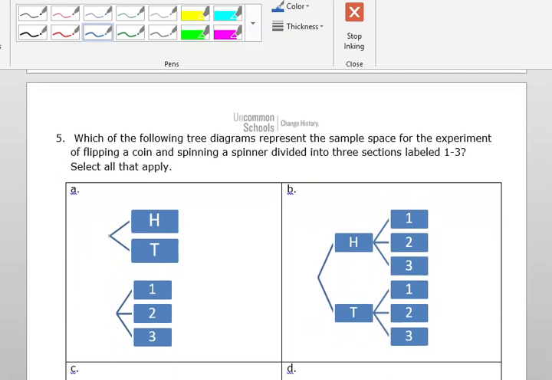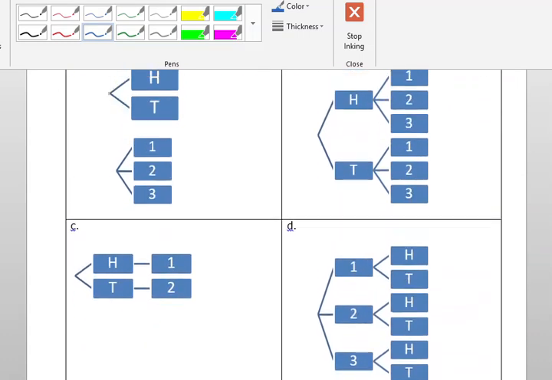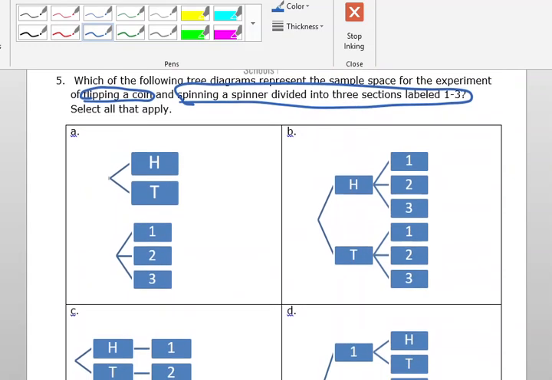Moving right along. Which tree diagram represents the sample space for the experiment of flipping a coin and spinning a spinner divided into 3 sections labeled 1 through 3? Select all that apply. Okie dokie. So I'm looking for flipping a coin, spinning 3 sections, 1, 2, and 3. So right here, this does not work for me, right? Because I don't have anything here. I have sort of event 1, event 2, but they're not overlapping each other at all. They're not connected, and they need to be. Okay, so that's not there.